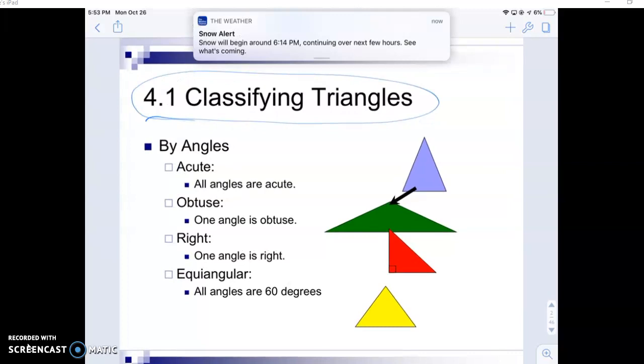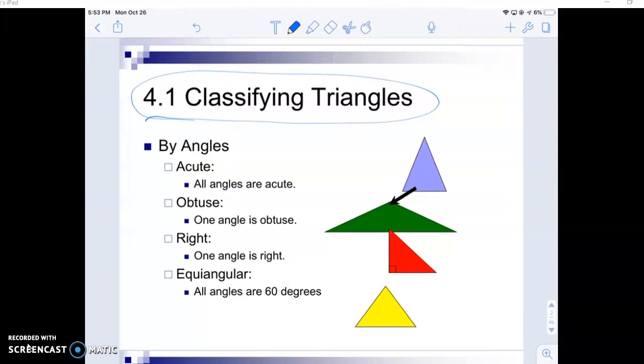I will have to hurry up because, as you can see, I'm awful at charging my iPad and I'm only at 6%. So hopefully we can get this done before this thing dies.